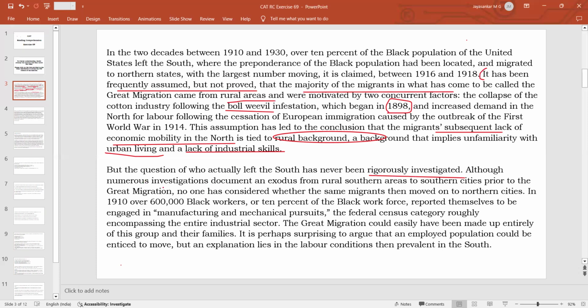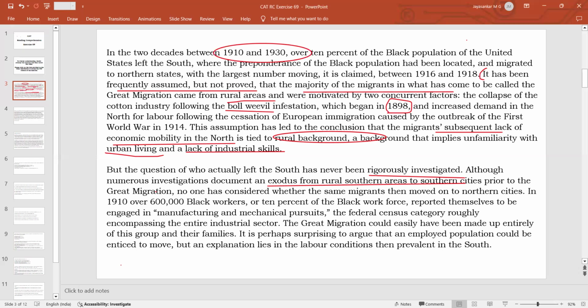And on the contrary, other investigations also document an exodus from the rural southern areas to southern cities, meaning prior to the Great Migration. So before the period of 1910 to 1930, there was a very big migration. What is an exodus? A large number of people moving from one place to another place suddenly is known as an exodus. So there was an exodus from rural southern areas to southern cities prior to the migration.